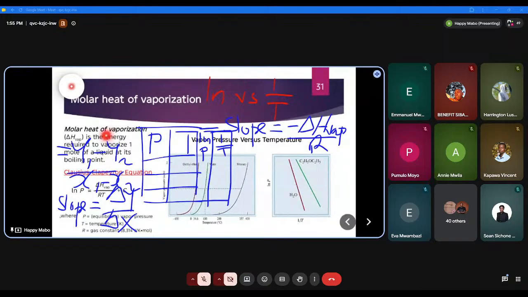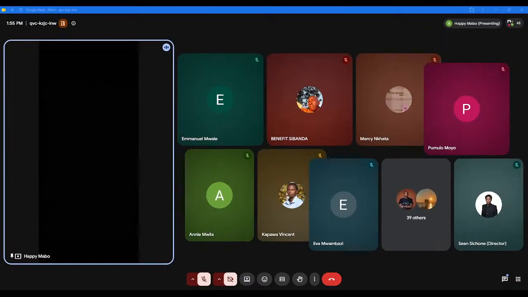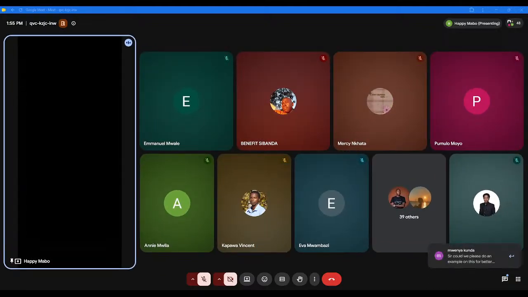Then that is what you throw into this expression, because slope is equal to change in y over change in x, which is equal to y1 minus y2 divided by x1 minus x2. Then when you find that value, you bring it here. Then you put the value for the universal gas constant and you compute the molar heat of vaporization. I hope that helped you understand everything that I talked about at first.